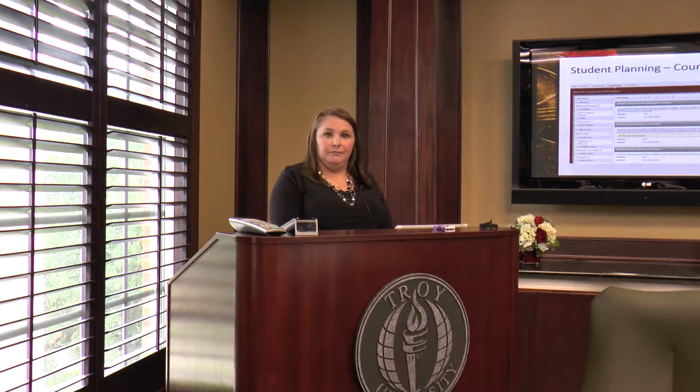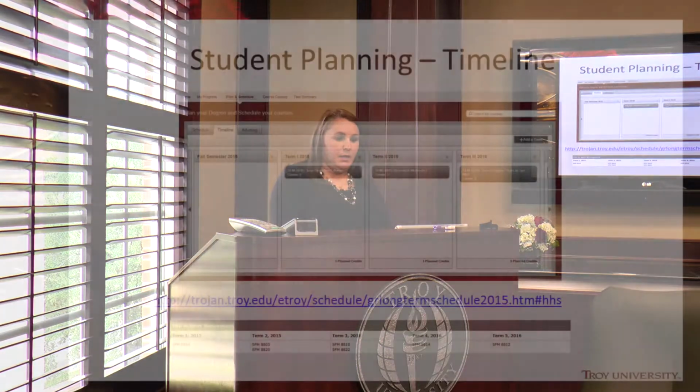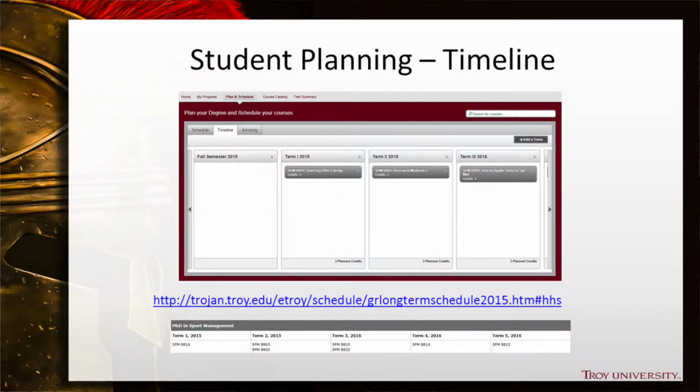We already know that SFM 8803 will be offered in 15T2. If you want to go ahead and plan that course, you would click on Add a Course Plan next to the course name. We would then be able to select Term 2 2015 to add the course. If you went back to My Progress, you would now see that it's listed as planned. And this is a timeline screen on student planning.